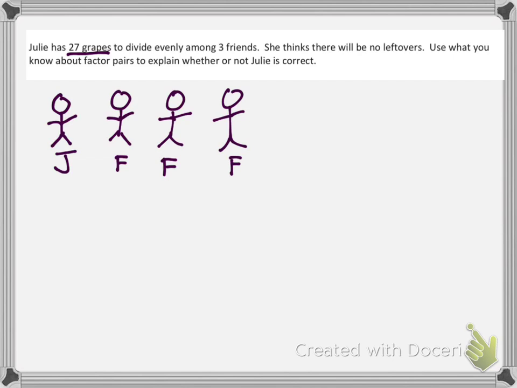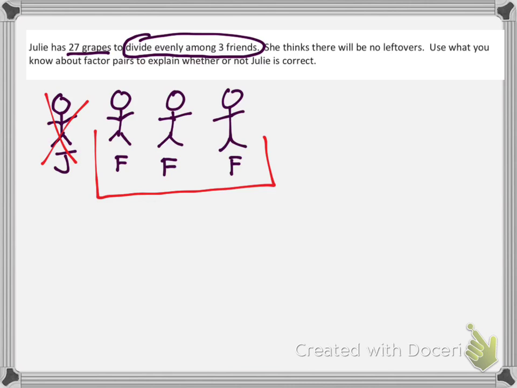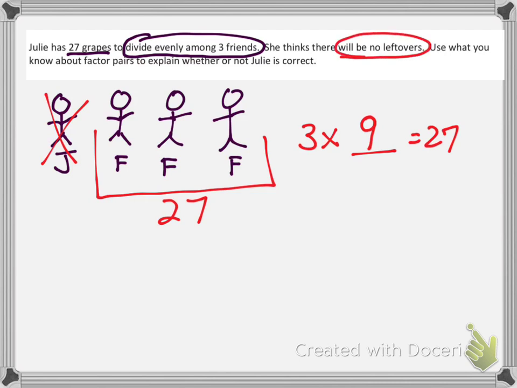But if you look at this carefully, we have Julie and she has her 3 friends. It says that we have to divide it equally among her 3 friends. So that means Julie is not having any of those grapes, so we can just cross her out. We're going to take 27 and divide it equally among those 3 friends. So we need to think of what factor pairs will give us 27. Since there are 3 friends, we know 3 times what is equal to 27. Because we know our facts, 3 times 9 gives us 27. So she is right. There will be no leftovers, no remainders. Each one of her friends is going to get 9 grapes. Therefore, Julie is correct.